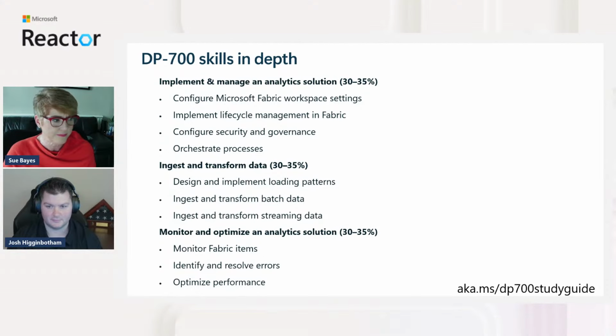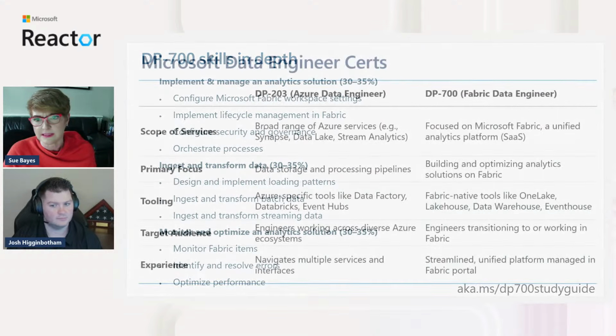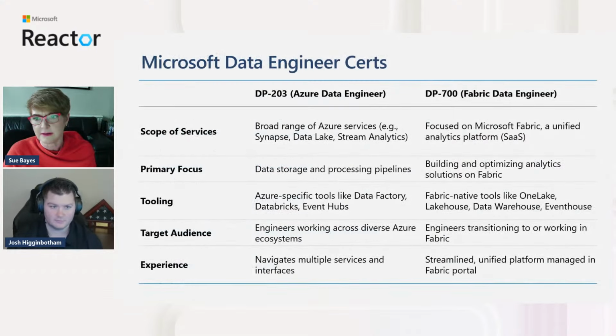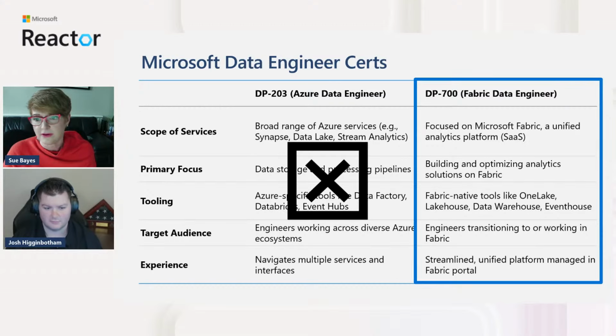So when we move on from our DP-700, you'll see that the DP-700 is basically here to replace the DP-203, which is being deprecated very soon. So Microsoft are focusing on the Fabric environment as the one-stop shop for all of your data ingestion, and this will be the main certification for a data engineer within the Microsoft ecosystem.